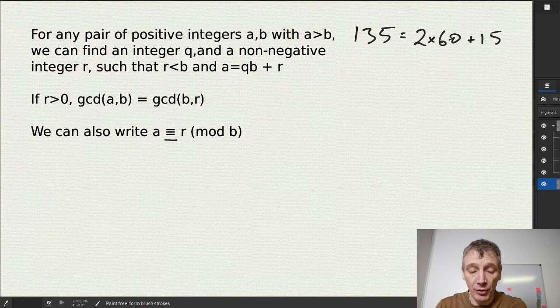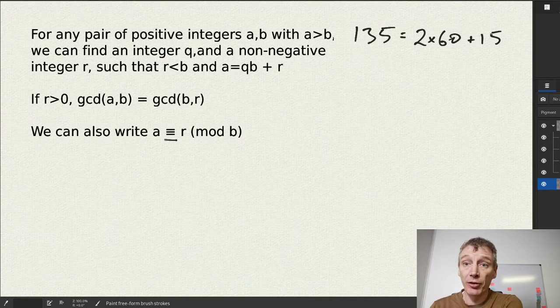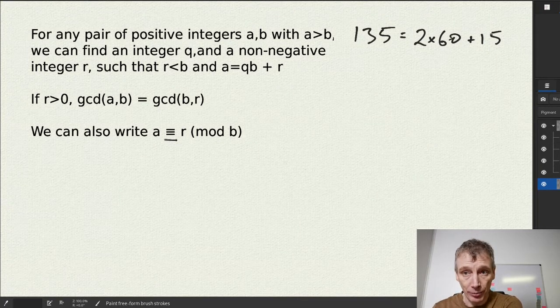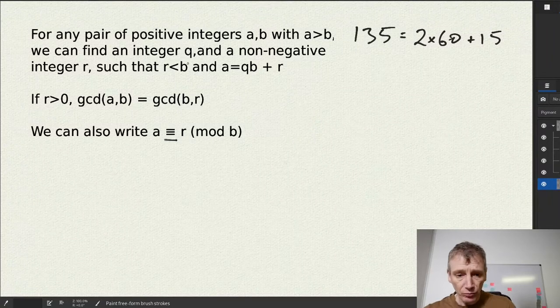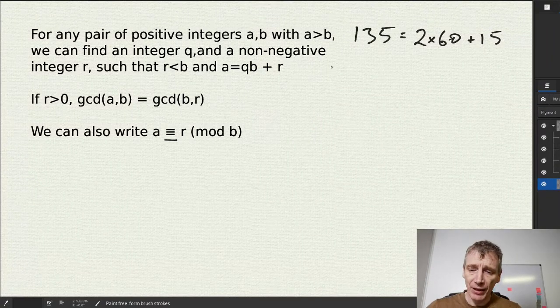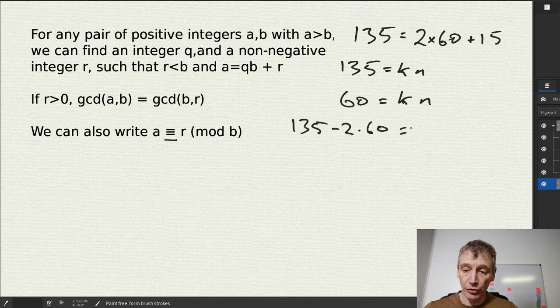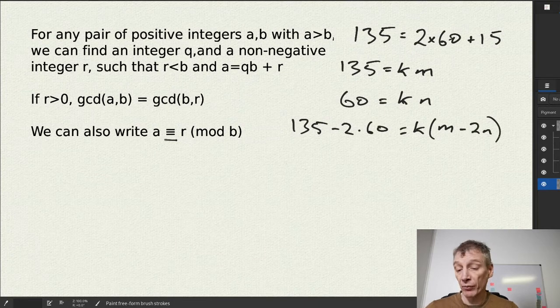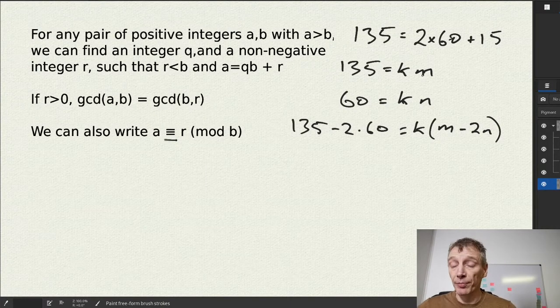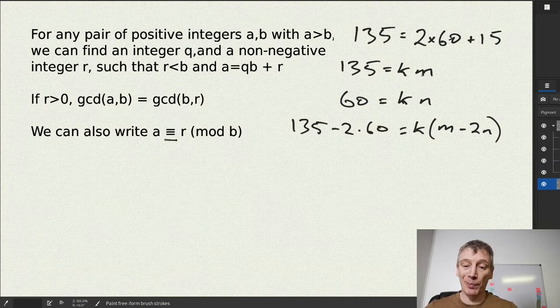Now what makes this into an algorithm that we can use to calculate the GCD is that the GCD of the two original numbers is equal to the GCD of the smaller number and the remainder. Now why is this true? Well, let's think back to the definition of the GCD. If 135 is equal to k times n, and 60 is equal to k times m, then 135 minus 2 times 60 is equal to k multiplied by (n minus 2m). So if k divides 135 and 60, then it also divides the remainder. And we can also prove, but I'm not going to do it right here, that you can't have a bigger GCD of 60 and the remainder than you have of the original two numbers.